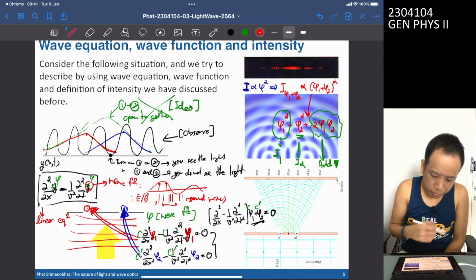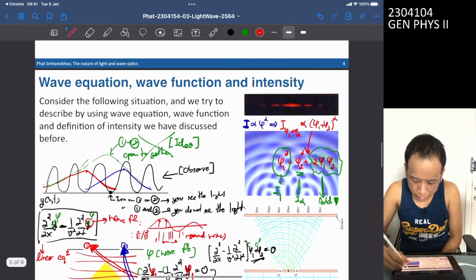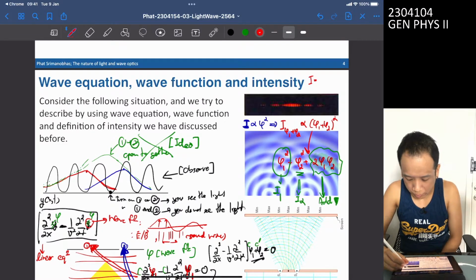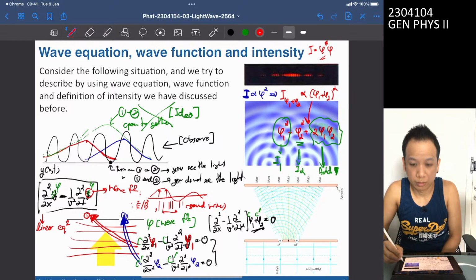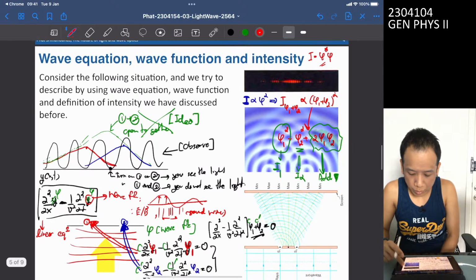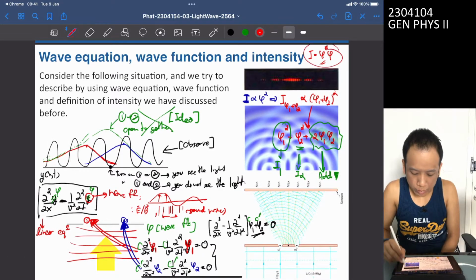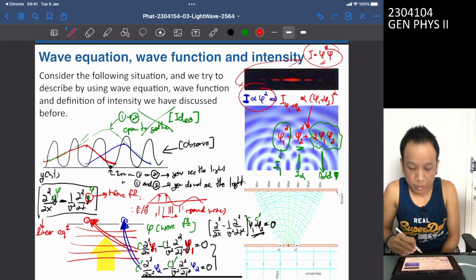Maybe you'll ask, but if psi is complex, when you try to measure the intensity, it becomes psi star psi. This is the complex conjugate. So you have the complex number multiplied by its complex conjugate, and you're going to get a real number. This is the definition that we're going to use in quantum mechanics. But for these wave problems, you can also use this one. It's basically the same.